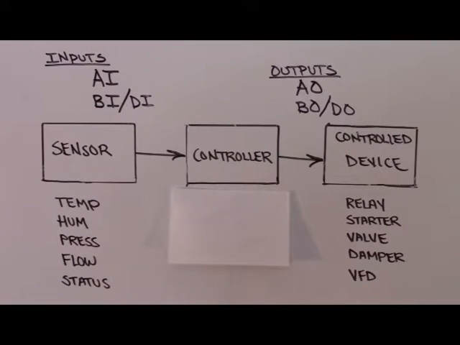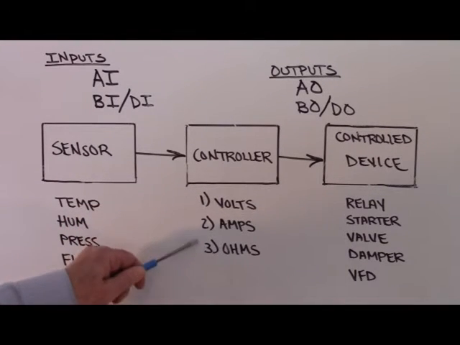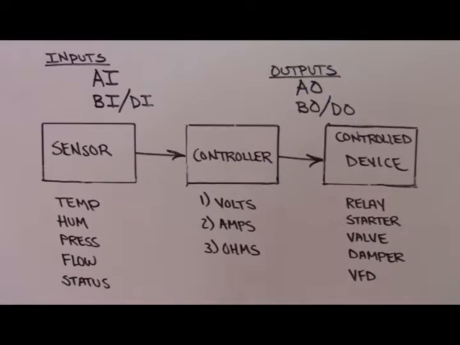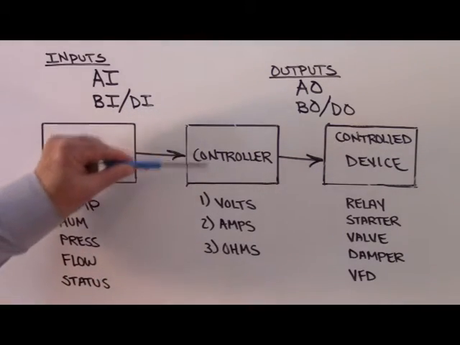Now, a controller cannot understand temperature, humidity, pressure, or flow rates. A controller, particularly a digital controller, only understands three things. It understands either a variable voltage, a variable amperage, or a variable resistance. It's an electric kind of device, so it only understands an electric kind of signal. So the sensor, whatever it measures, whether it be temperature, humidity, pressure, flow, status, whatever it is, inside of every sensor, the sensor must change what it measures to one of these three signals, a variable voltage, amperage, or resistance, that can be understood by the controller.